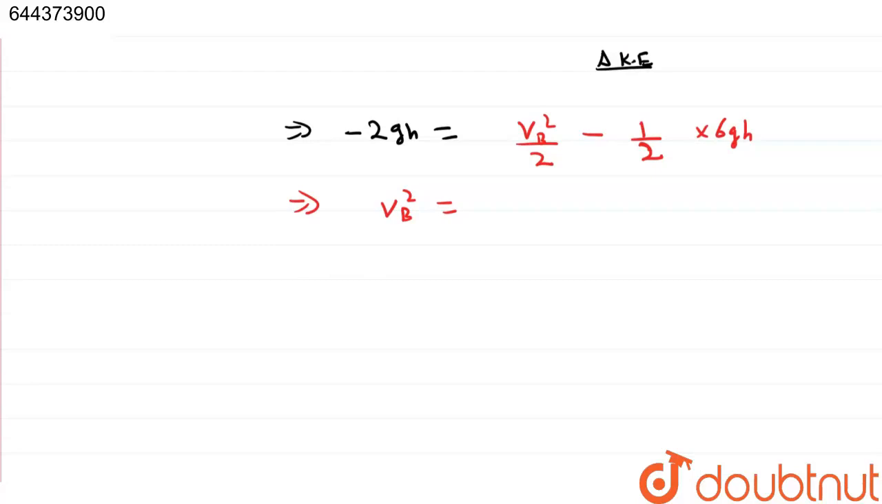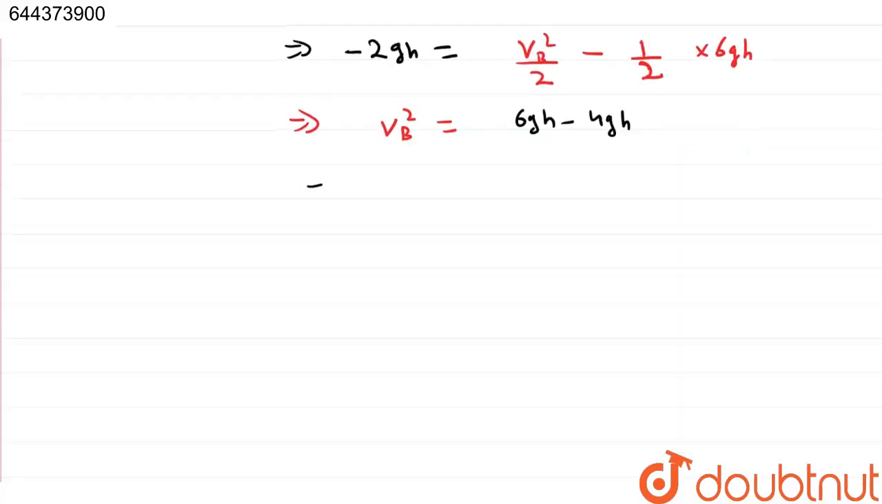Now we get vb square is equal to 6gh minus 4gh. Simply we have multiplied this 2 on the other side, so we get vb is equal to root 2gh.